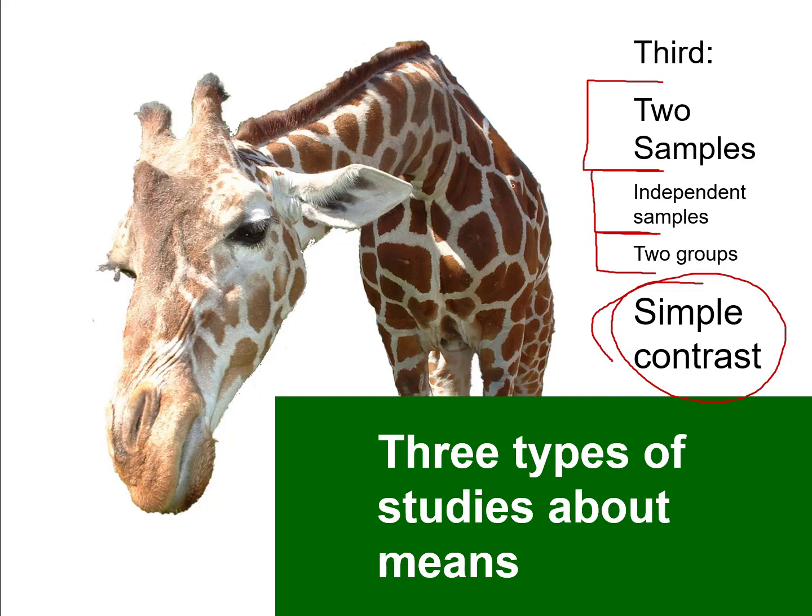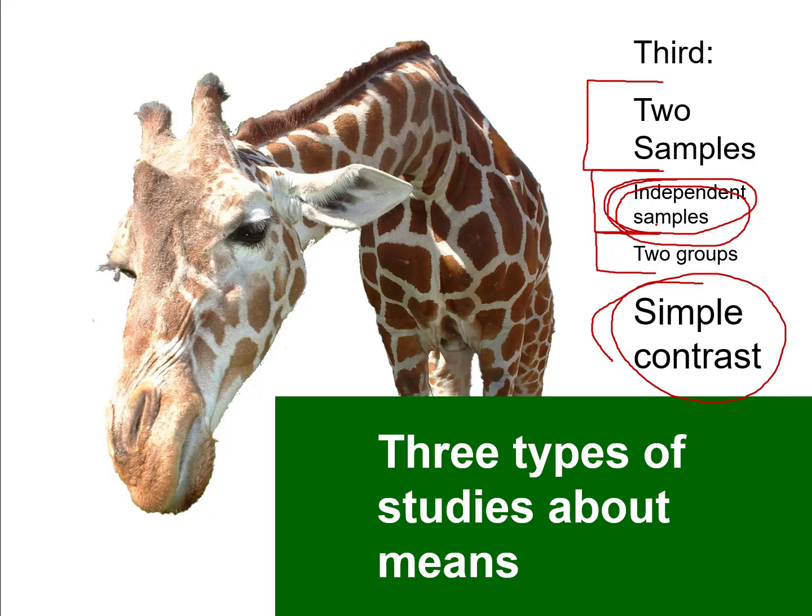So in this case, I would say I have two independent samples, which is one reason why we could call this a two samples type of analysis. And so what I'm going to do is make a simple contrast between these two groups, one group of men, say, and one group of women, and these two groups are not related to each other.